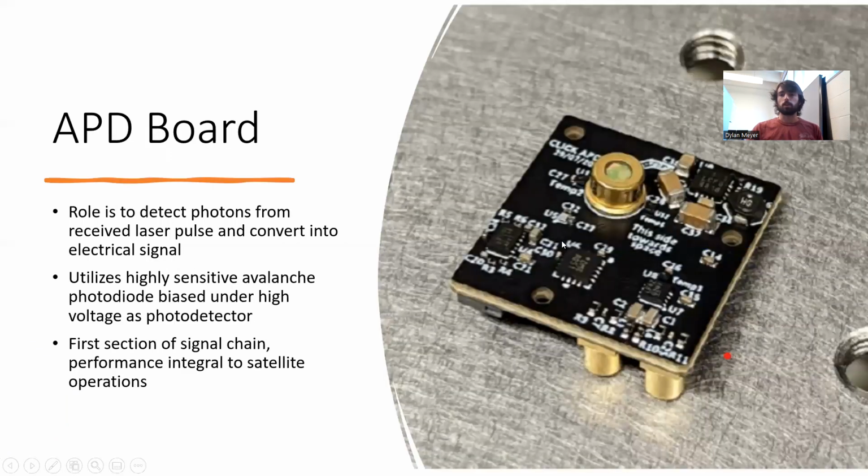So this is a picture of the APD board that I was testing on. For scale, the holes that you see are 1/4-inch screws, an inch apart. So this is a very small board and operates at high voltages, and its role is to detect photons from a received laser pulse and convert them into electrical signals that can then be processed. It utilizes, of course, the highly sensitive avalanche photodiode to detect these laser pulses, and it's the first section in the signal chain, which means it sets the baseline of the performance for the rest of the signal processing.